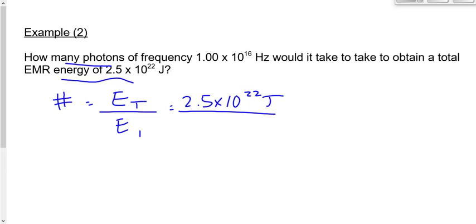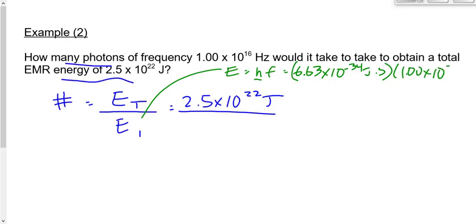Oh, come on, you know this. How about H times F? Right, the energy of 1 photon. What value of H do you want to use here? 6.63 joule seconds or 4.14 electron volt seconds? Joule seconds, right? Since we have an energy in joules, we want to get an energy for 1 photon in joules. So let's use the joule seconds. 6.63 times 10 to the minus 34 joule seconds times 1.00 times 10 to the 16.